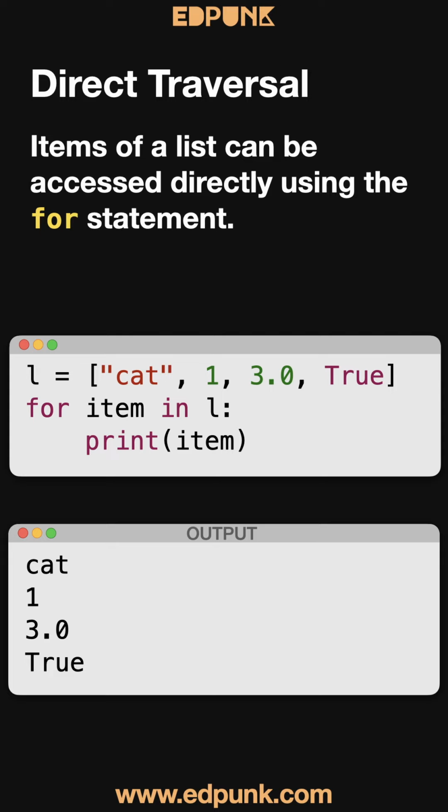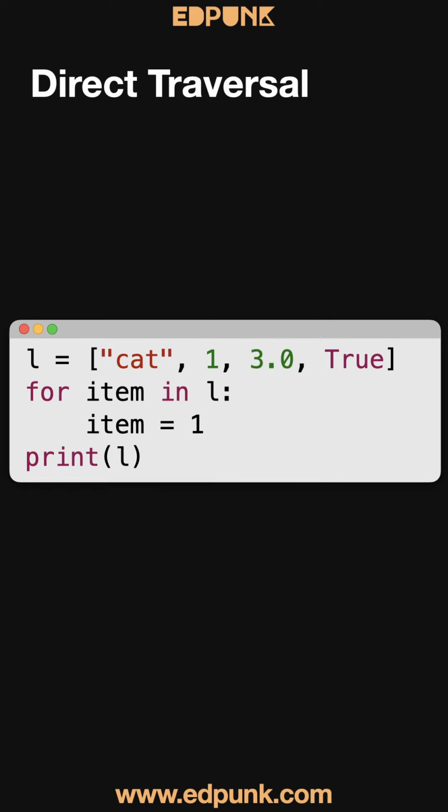You can observe how each item is displayed one by one, starting with string cat followed by the rest of the items 1, 3.0 and true. Now, let us try to modify the items of a list during direct traversal. We will replace the print statement with an assignment statement where each accessed item is assigned a new value, integer 1.